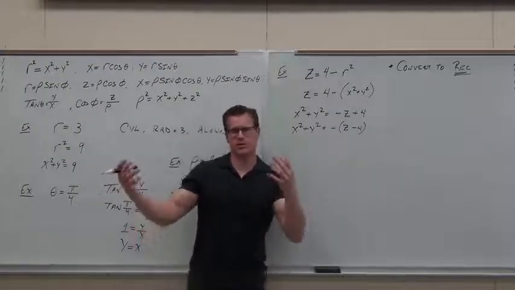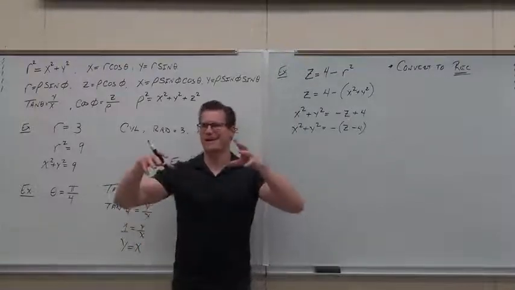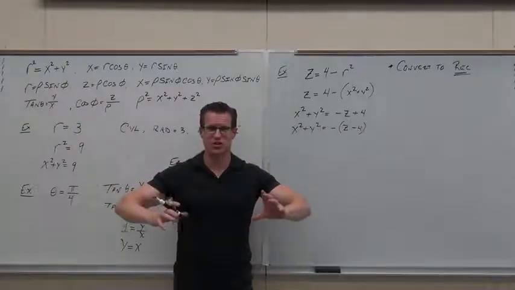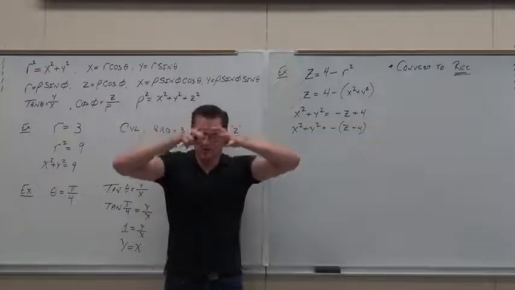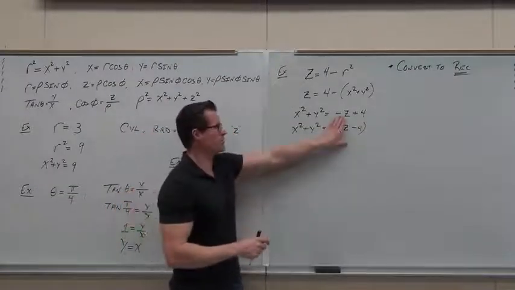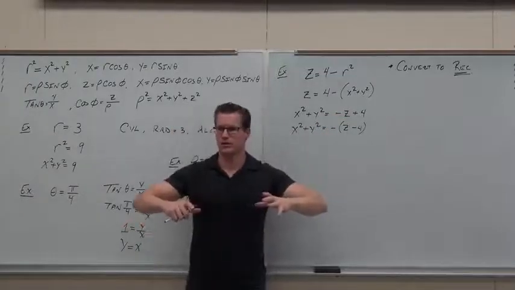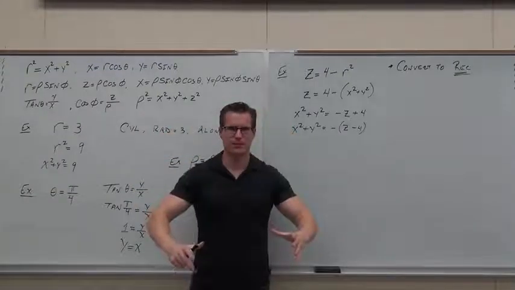Come on, hyperbolic paraboloid or paraboloid? Paraboloid. It's a paraboloid. Along what axis? Z. Opening towards the positive or negative? Negative. Negative and shifted up 4. So this is shifted up 4 on the z, opening this way with pictures of circles on the xy plane. That's what it looks like. Just like that.